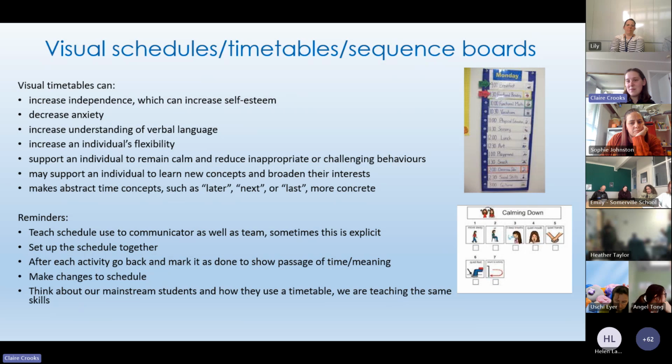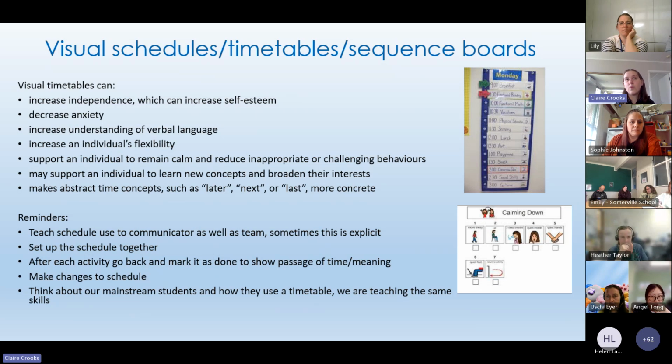Visual schedules, timetables and sequences. You'll all be really familiar with these. As we know, they increase independence, can decrease anxiety, support verbal language and flexibility, and help with challenging behaviours. We see them lots and lots in schools and not necessarily being used 100% how we should. So I guess reminders to reflect on and things to tell teams: we need to teach the use of it to the actual communicator as well as the team.